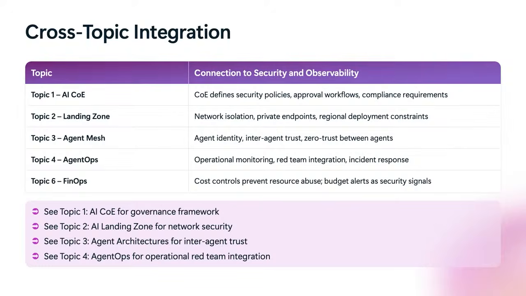The practical takeaway is simple. Define the guardrails, deploy on the secure foundation, give agents clear identity and trust boundaries, monitor what they do, and treat unusual activities and cost spikes as signals to investigate. This gives you a repeatable way to move from experimentation towards production with confidence.